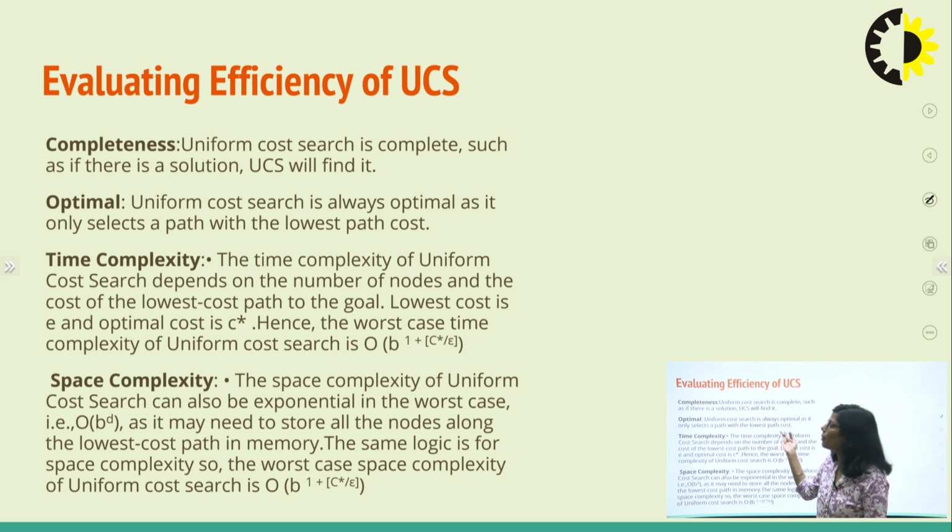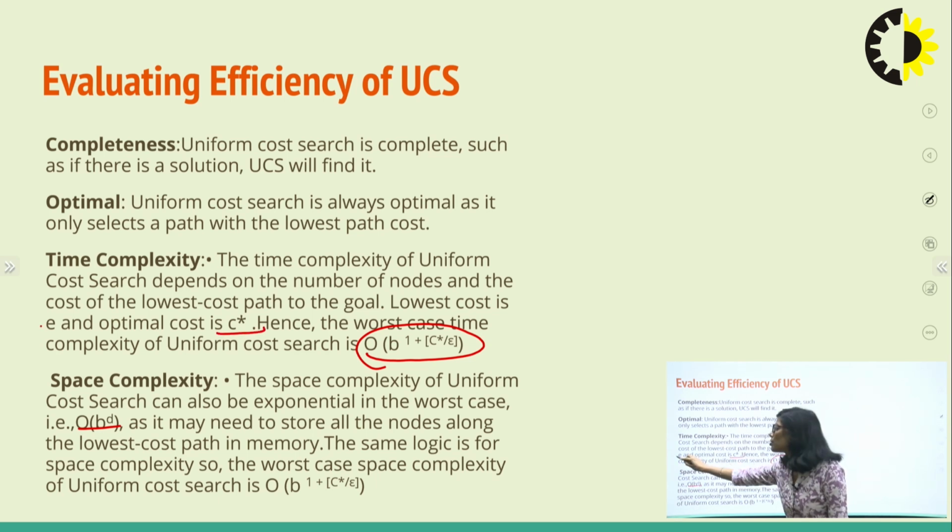It is optimal because all these points are the same as those of BFS, because it is just an extension of BFS. Okay. The space complexity is order of b to the power d, and the time complexity is order of b to the power 1 plus C star upon epsilon. Why? The minimum optimal cost is C star and the lowest edge cost is epsilon.